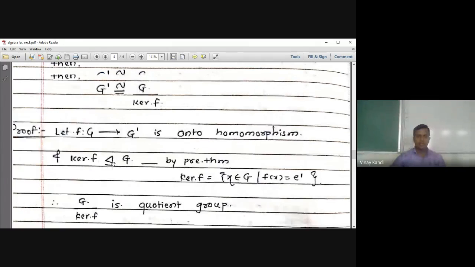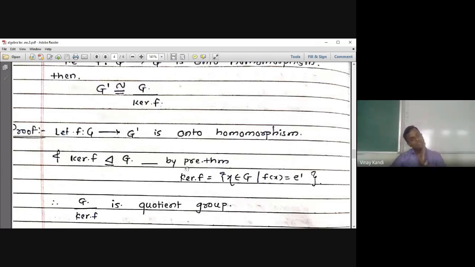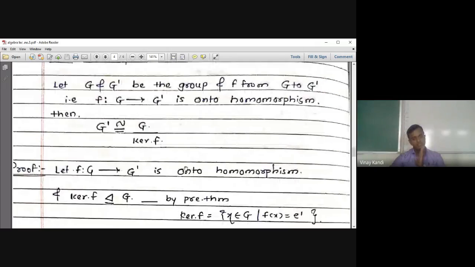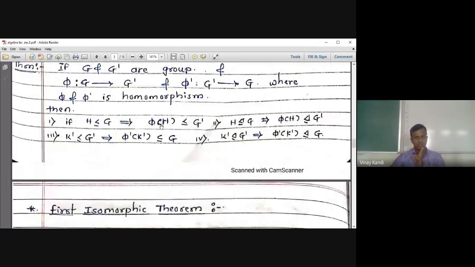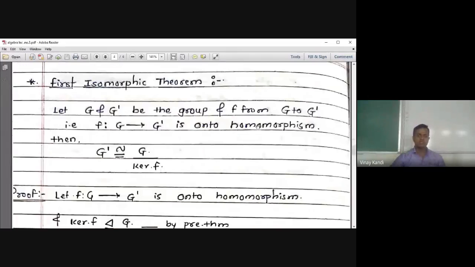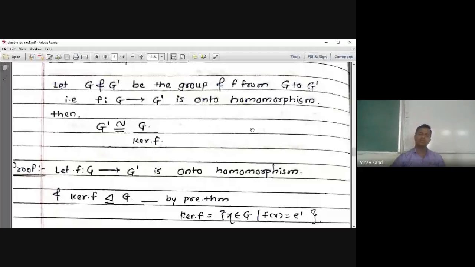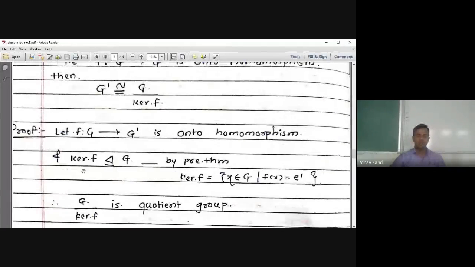Why previous theorem? If you do not look back at it: if phi from G to G dash is a homomorphism mapping, and if H is a subgroup of G, then phi of H is a subgroup of G dash. Or take any algebra textbook; in it, the kernel of f is always a normal subgroup of G. Not just a subgroup, always a normal subgroup of G.